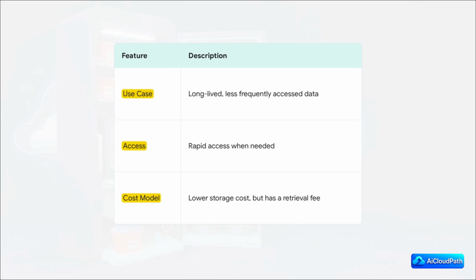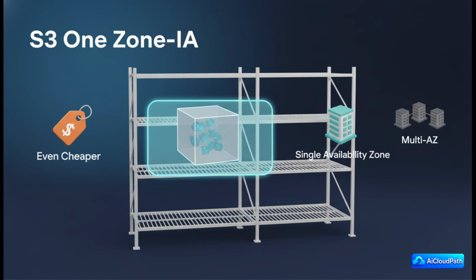Now here's the trade-off, and you can see it right there in the cost model. You get a lower storage price, which is great, but there's a small per gigabyte fee every time you pull the data out. For anyone studying for the exam, remembering this retrieval fee is a huge differentiator for all the infrequent access classes. Okay, what if you want to save even more money? Well, for that, there's S3 One Zone IA.